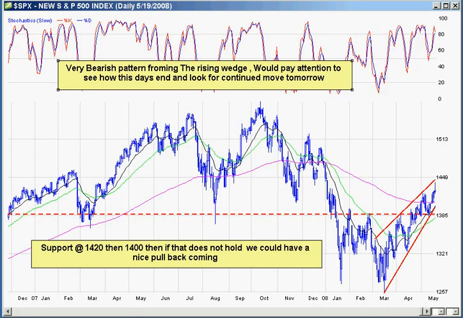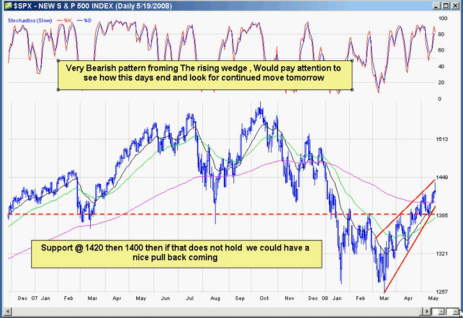Starting off this evening's watch list, I actually want to concentrate on the S&P 500 index here. We made a strong turn away from the 1440 line, and if you look at the daily chart, you'll see this nice rising wedge that started back at the beginning of March. You could just draw that trend line up from the bottoms of March, April, and May. It was a perfect upward trend line, and then the tops of March, April, and May, and it's coming to an apex.